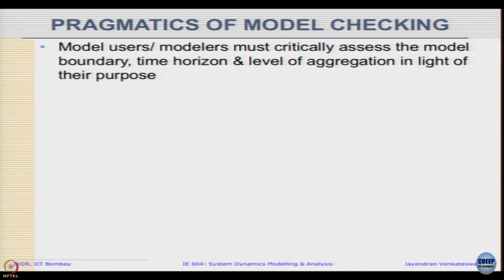Some practical things about checking these models: unfortunately or fortunately, only the users or the modeler must critically assess the model boundary. You have to decide what the model boundary has to be, how long the time horizon needs to be, what the simulation time step is, and what level of aggregation we need to use. If we want to build a factory model, does each assembly line in the factory have to be modeled, or do we have to model each machine? You only need to pick the level of aggregation.